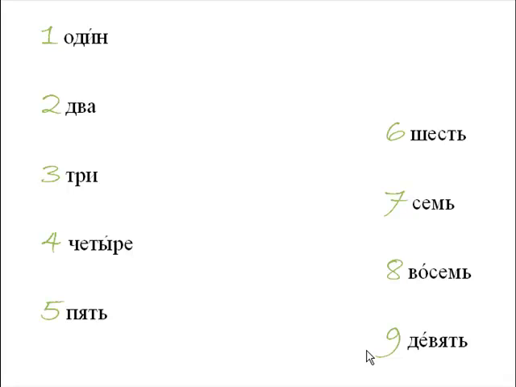Okay, so now I'd like to read them to you again. So I'll be pointing at each number with my cursor and I'll be pronouncing it. And I'd like you to repeat after me. So here we go. 1, 2, 3, 4, 5, 6, 7, 8, 9.